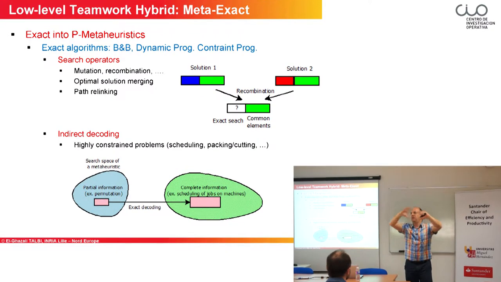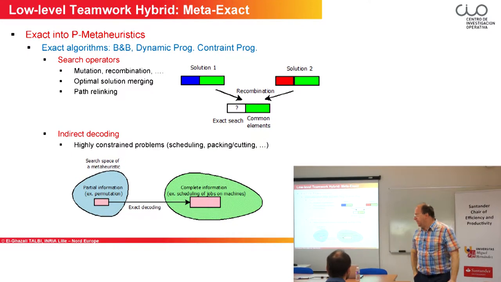It's a space where you will spend a long time without obtaining a good solution. Just work on the permutation. And then for any permutation, to find the exact times, use a greedy algorithm or use an exact algorithm. Those ideas are very, very efficient.